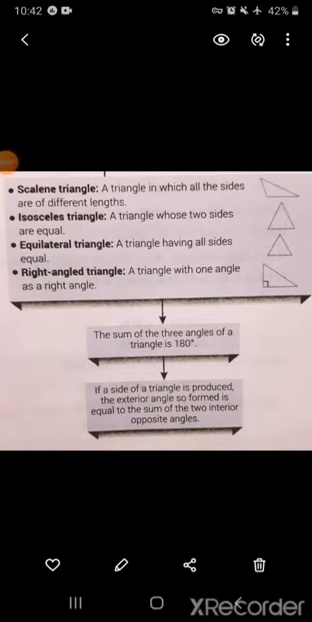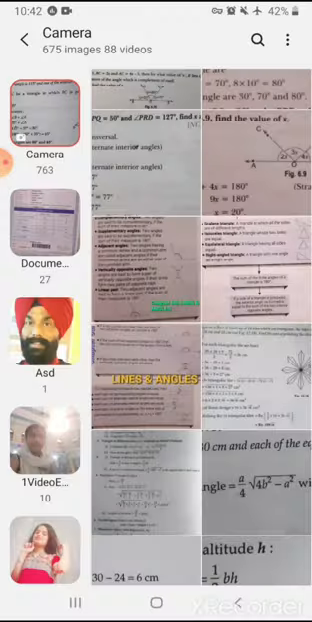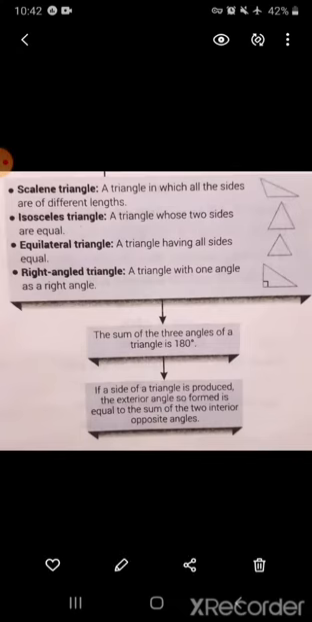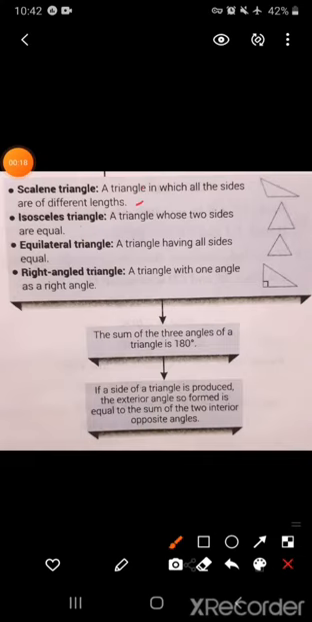Okay, now in this slide, we should know about some triangles also. Scalene triangle: a triangle in which all sides are of what? Different lengths. Look at this triangle. Isosceles triangle: a triangle whose two sides are equal. This one. Equilateral triangle: a triangle having all sides equal.